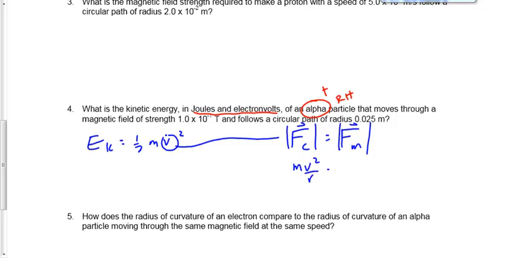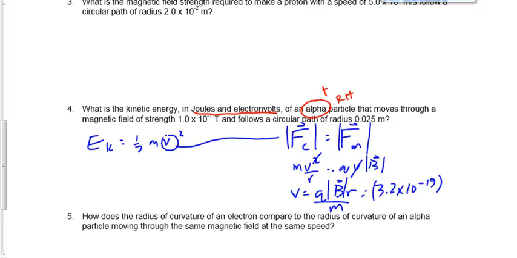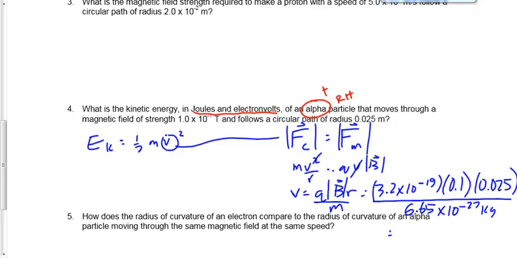mv squared over r equals qvb. One of the v's cancels. We're looking for the value of v here. Becomes r goes up by multiplying q times b times r, and then m goes down by dividing. So we've got 3.2 times 10 to the minus 19, the charge of the alpha particle, times 0.1 Tesla times r, 0.025 meters, divided by the mass, which is 6.65 times 10 to the minus 27 kilograms. What do we end up getting for speed there? Nick, did you get the value of speed there?